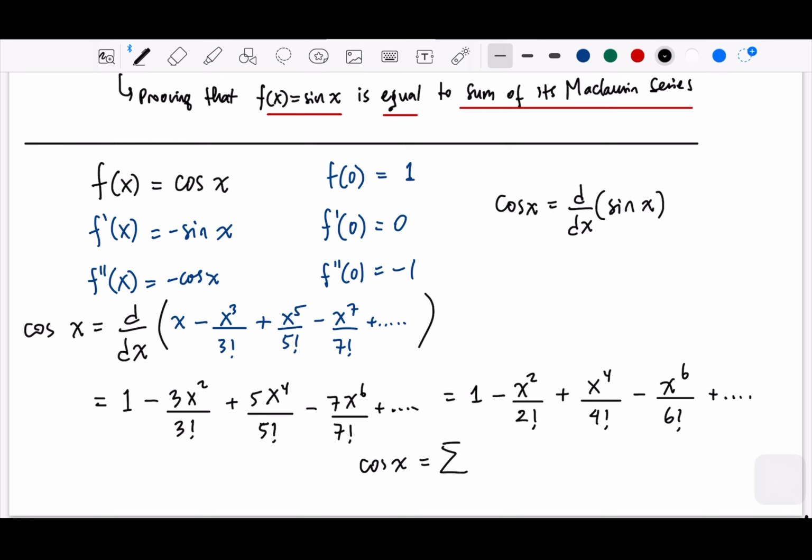Okay, and then from this pattern you can look at the sum. It's an alternating series. So alternating, and then it's going to be an even number. So we take 2n and 2n factorial for the denominator.